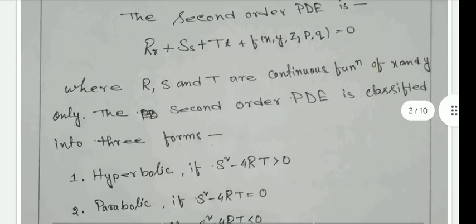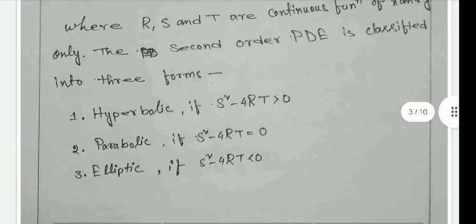The second order partial differential equation is classified into three forms. First of all, hyperbolic if s square minus 4rt is greater than 0, and second, parabolic if s square minus 4rt is equal to 0. Elliptical if s square minus 4rt is less than 0.